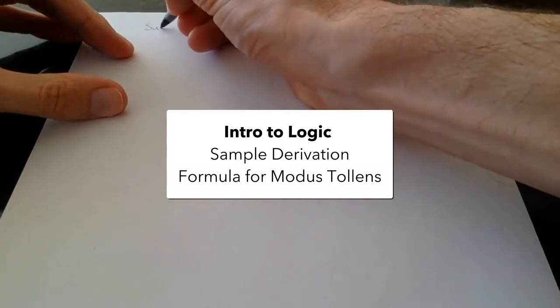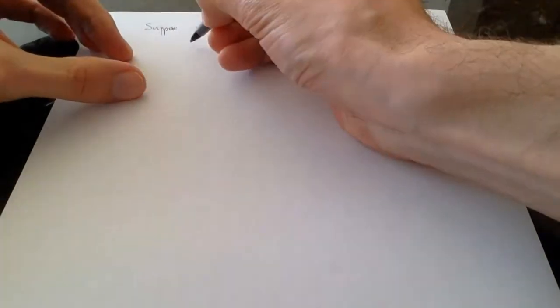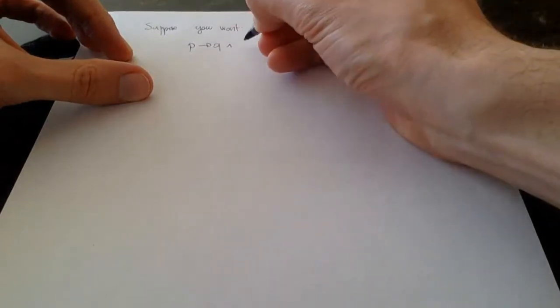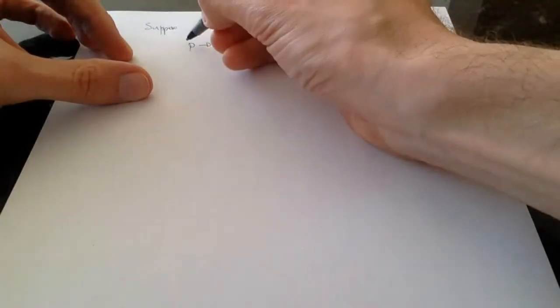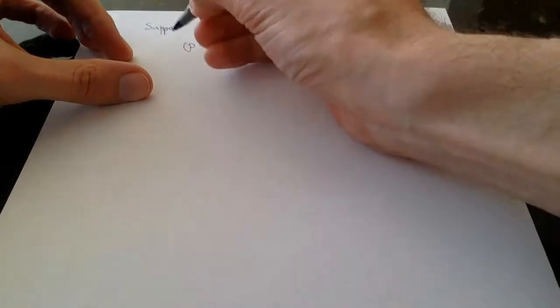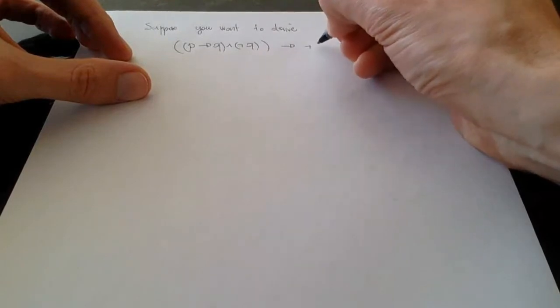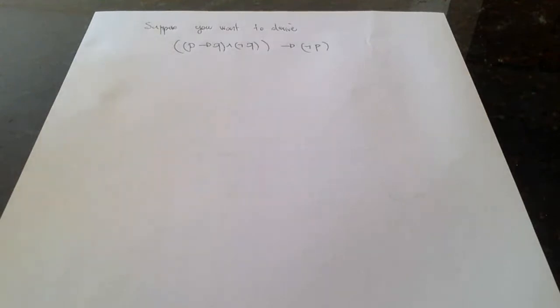So suppose you want to derive the following formula. P implies Q and not Q. So we have P implies Q, conjunction not Q, and this whole thing between parentheses implies not P. So that's a formula we want to derive.